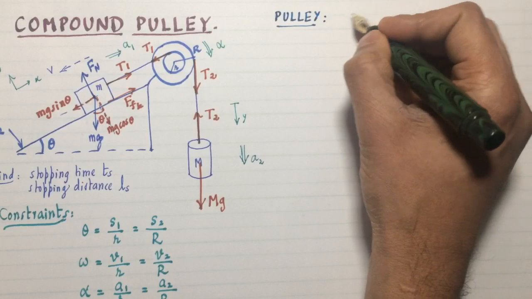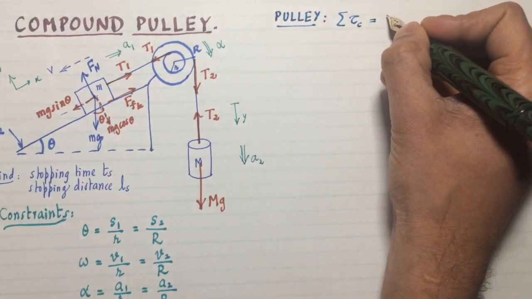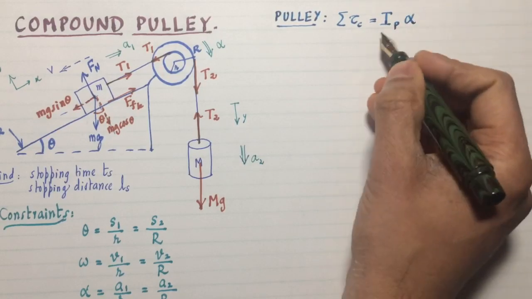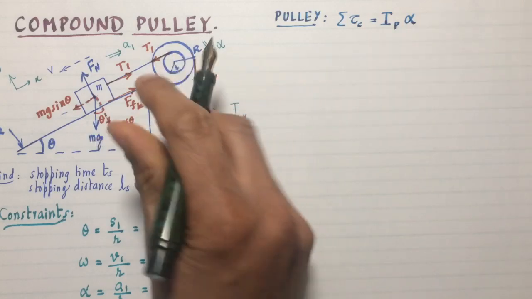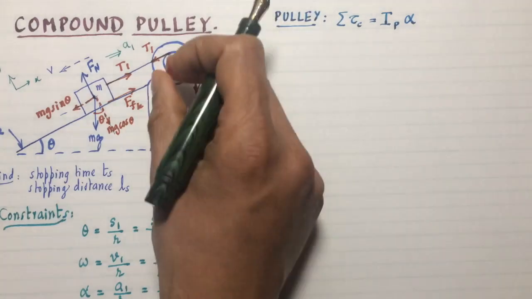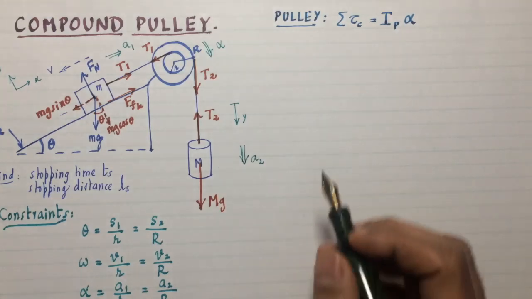Newton's second law for the pulley is the sum of all the torques about the center of mass is equal to the moment of inertia of the pulley times alpha. Now the moment of inertia of the pulley, as I mentioned earlier, you can calculate in a very complicated fashion. If you know the density of the pulley, the different radii, and the thickness of each pulley, you can calculate it. I won't bother doing that. I'll just call it I sub p.